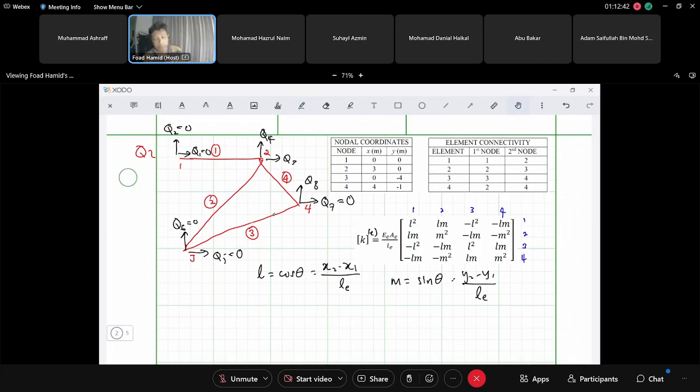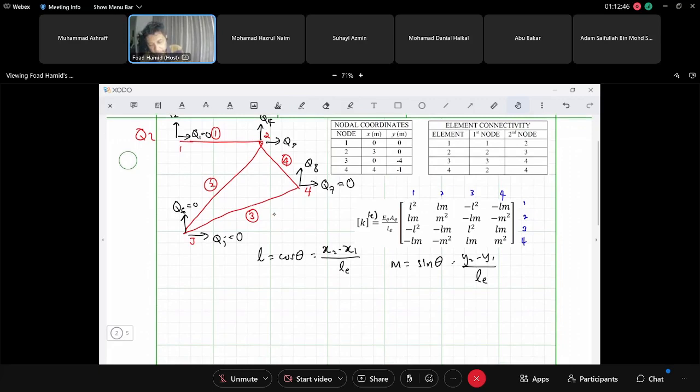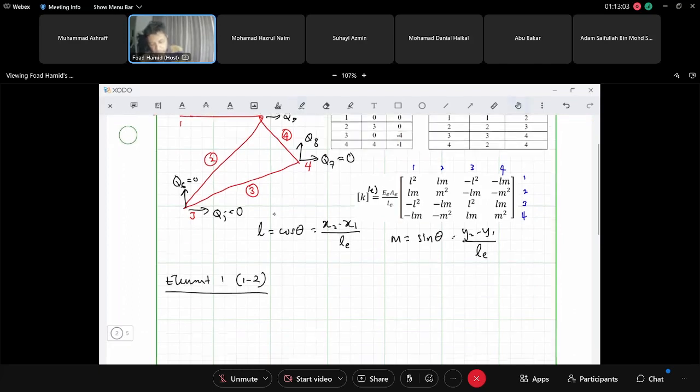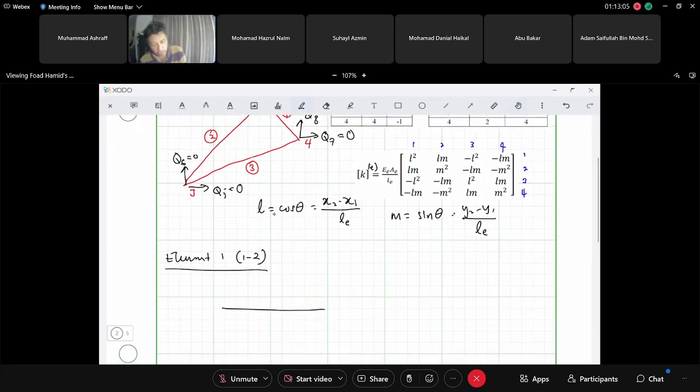And note that this is only for the element, which is local. Because in our case now, let's see element number 1, which is node 1 and 2. Okay, so this is element 1. Which one is node 1? Which one is node 2? Local node 1 and local node 2.